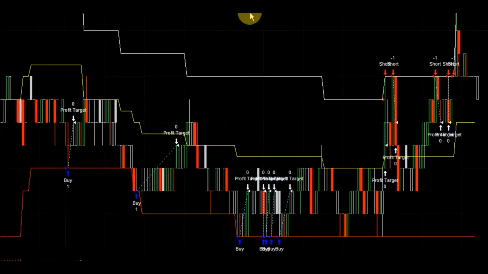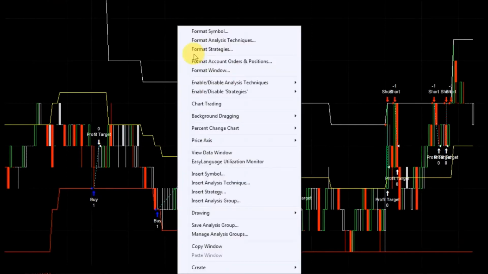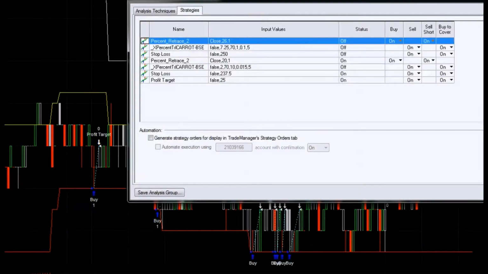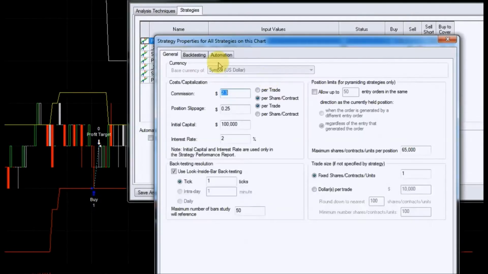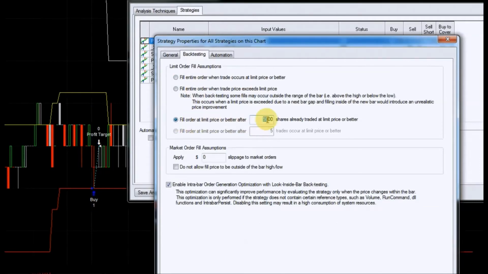But TradeStation's pretty cool because they have an actual setting that I think is better to show this, and I'm going to show it to you now. It's properties for all again under strategies, backtesting. So instead of doing the touch or the full through, now I'm going to say fill the order at the limit price or better if, I don't know, 100 cars go through at that level.